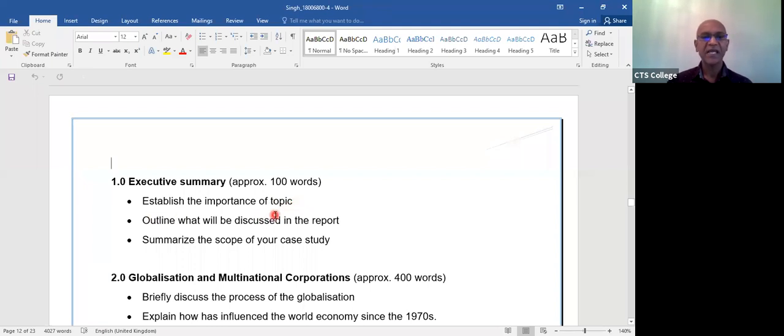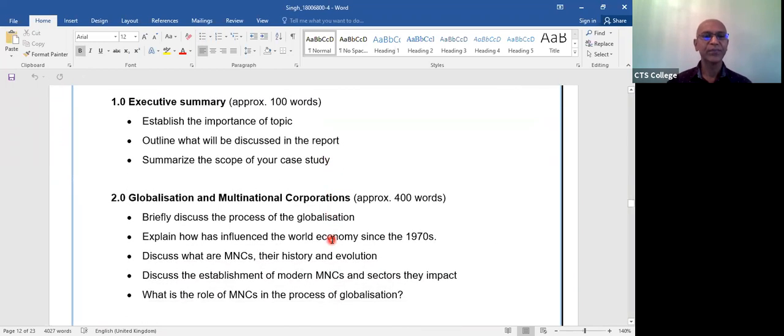Then you will see what the sections of your report will involve, and this basically refers to the various areas of the body of the report that you'll be discussing. And finally, a summary of the scope of your case study. And that means to say the limitations or the parameters of your case study. This was discussed at length last day, so I will not delve too much into it today.